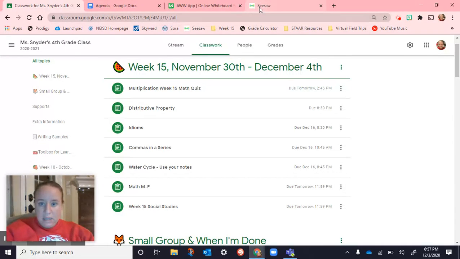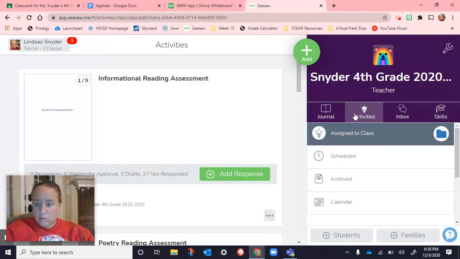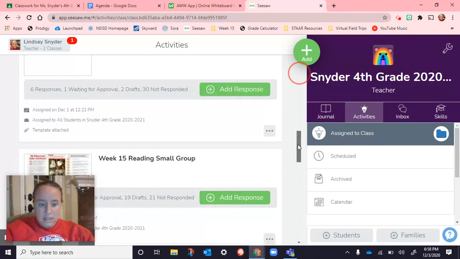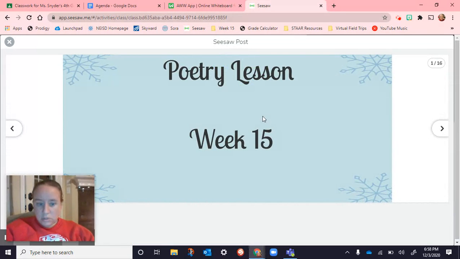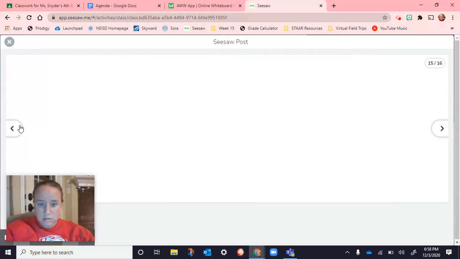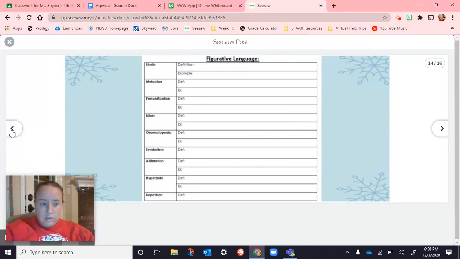And then for reading, we went to Seesaw and we went to our whole group lesson. And we are at the end here. On this page right here, it has all the words that we've been going over: simile, metaphor, personification, idiom, onomatopoeia, symbolism, alliteration, hyperbole, and repetition. So those were the vocabulary words that we reviewed this week.